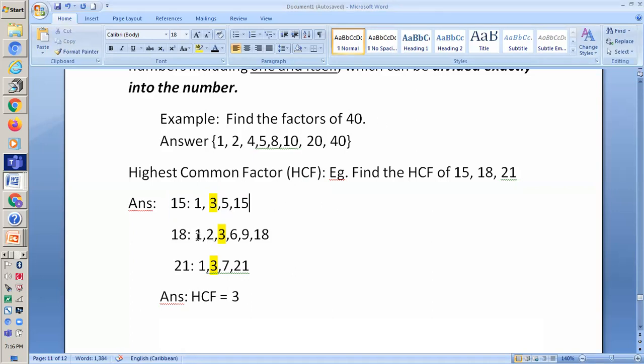And I do the same thing for 18 and 21. All right, I hope you're following here.